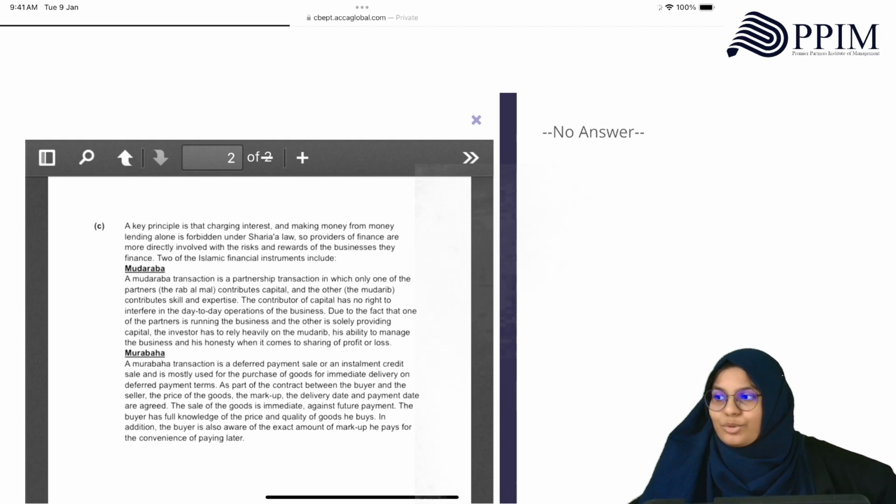But actually there is more to this as well. In case there is a profit, there is a pre-shared ratio. Whereas if there is a loss in the Mudaraba contract, it is entirely borne by the Rabul Mal, the person who gives the investment.